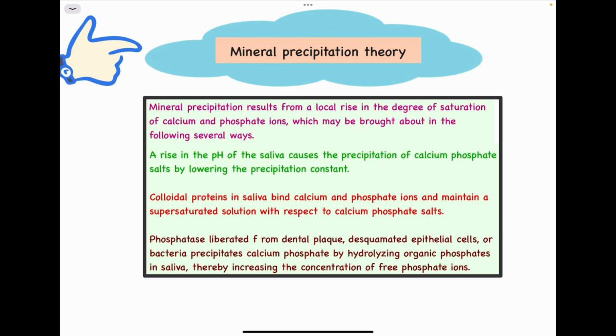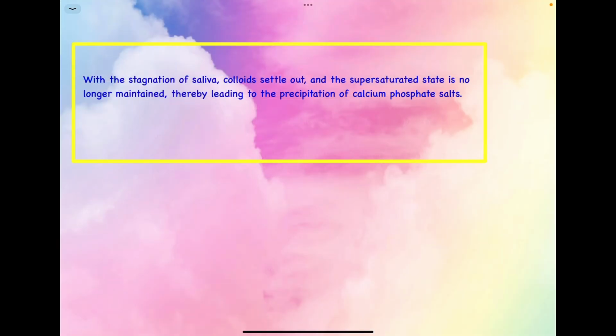Now there is phosphatase, an enzyme which is liberated from the dental plaque, desquamated epithelial cells or bacteria, right? This enzyme precipitates the calcium phosphate by hydrolyzing the organic phosphates present in the saliva, thereby increasing the concentration of free phosphate ions. Ultimately these free phosphate ions encourage the formation of calcium phosphate salts, and these get deposited onto the surface of dental plaque. This is followed by stagnation of the saliva.